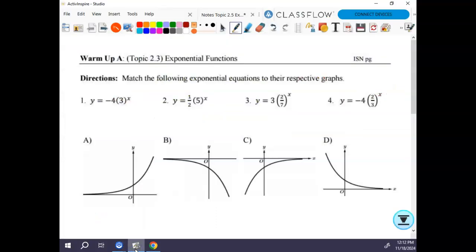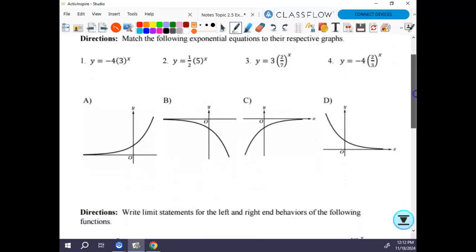Enterprise. This is going on page 55 when we're done. So it says to match the following exponential equations to their respective graphs.